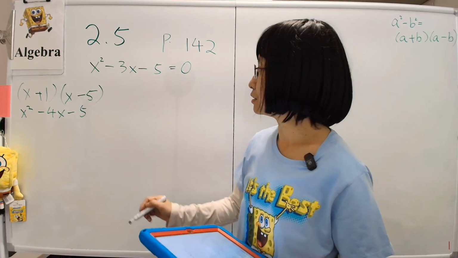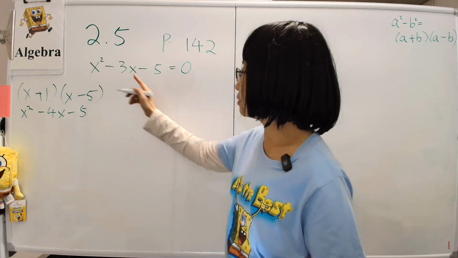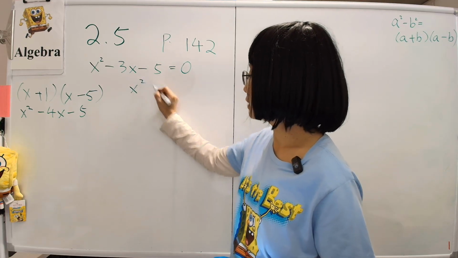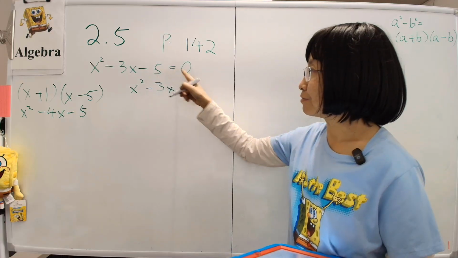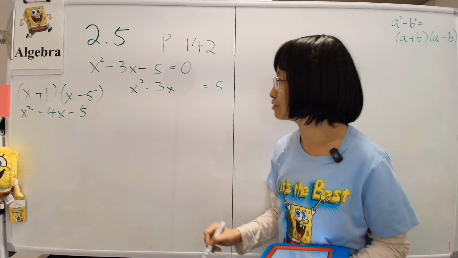So that's why we're going to do the complete the square trick. To do that, we are going to do the same thing we did before: we'll take x squared minus 3x and write it down, and we'll write down the 5 on the other side of the equal sign, which just becomes positive 5. So far so good.